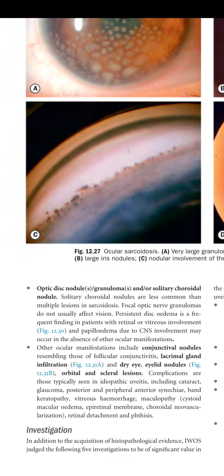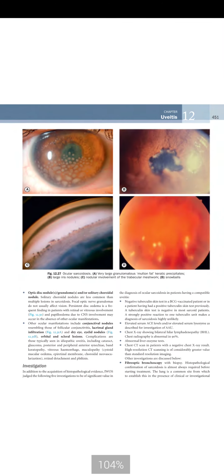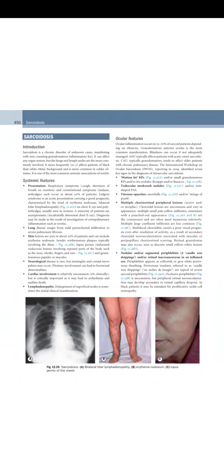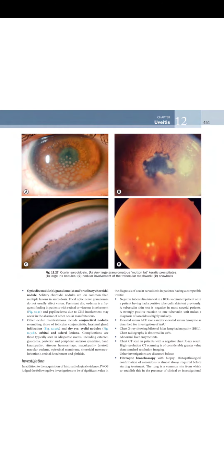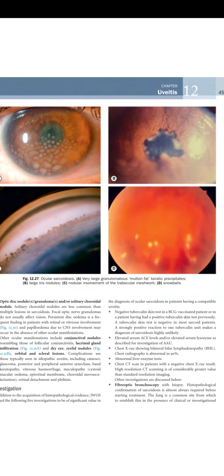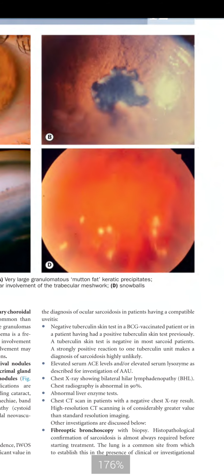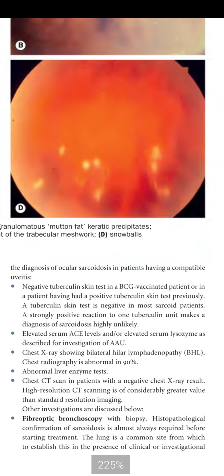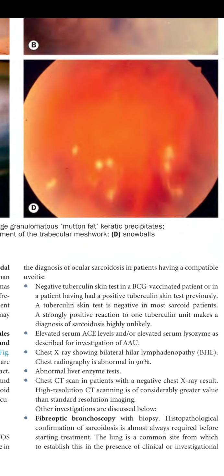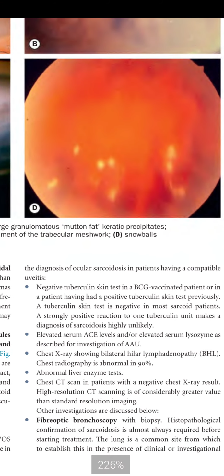In addition to the acquisition of the histopathological evidence, international workshop on ocular sarcoidosis judged the following 5 investigations to be of significant value in the diagnosis of ocular sarcoidosis in a patient having a compatible uveitis. So if you are having a suspicion that a patient is having a sarcoid, so there are 5 diagnostic criteria that you can do to make the diagnosis clear.